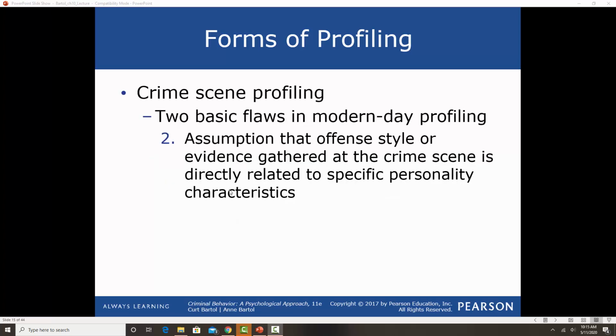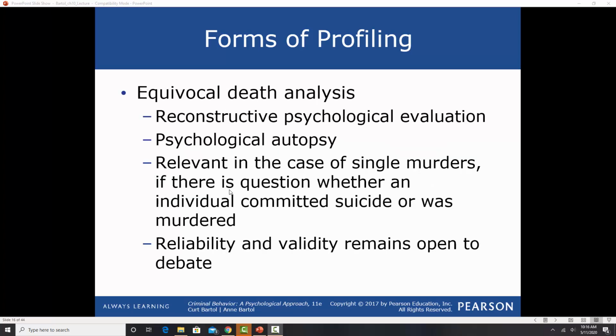And that offense style or evidence gathered at the crime scene is directly related to specific personality characteristics. Again, looking at the characteristics of the crime scene or the victimology, or how the victim is posed or staged or anything like that, and making assumptions about somebody's personality based on that evidence can get you into trouble. But most experienced investigators know this. They can use this information to kind of point them in the right direction, but they're not going to ignore the evidence at the actual crime scene.